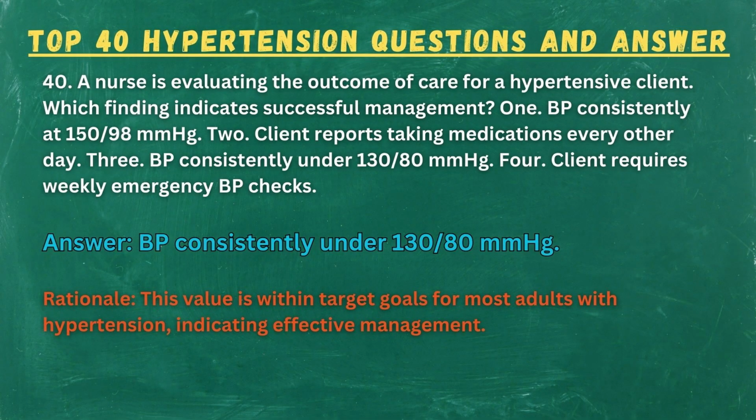40. A nurse is evaluating the outcome of care for a hypertensive client. Which finding indicates successful management? 1. BP consistently at 150/98 mmHg. 2. Client reports taking medications every other day. 3. BP consistently under 130/80 mmHg. 4. Client requires weekly emergency BP checks. Answer: BP consistently under 130/80 mmHg. Rationale: This value is within target goals for most adults with hypertension, indicating effective management.